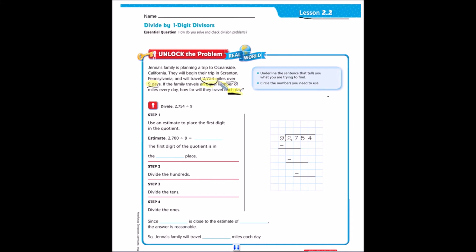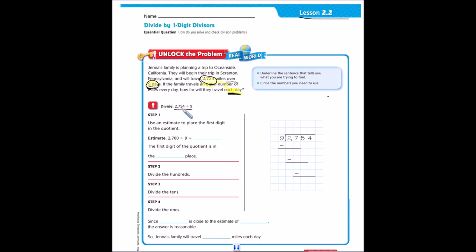Well, I start with 2,754, and I see over 9 days. So I'm going to divide 2,754 divided by 9. My first step is to use an estimate to place the first digit in the quotient.